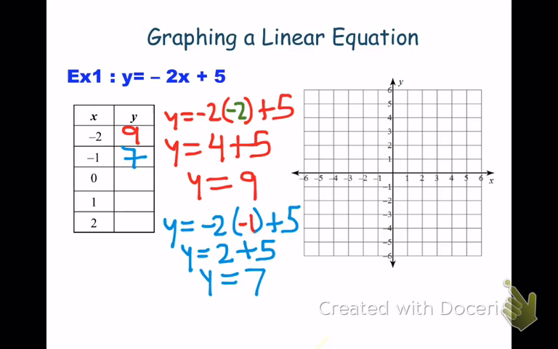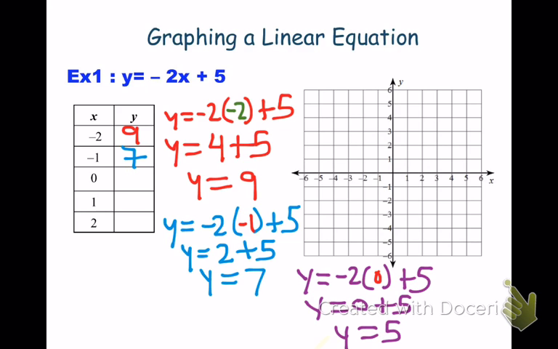We're going to plug in 0. 0 is always going to be your easiest number to substitute because multiplying by 0 eliminates everything you have. So let's go ahead and plug in our 0. That's going to give me y equals 0 plus 5, or just 5. It's going to be my next number.